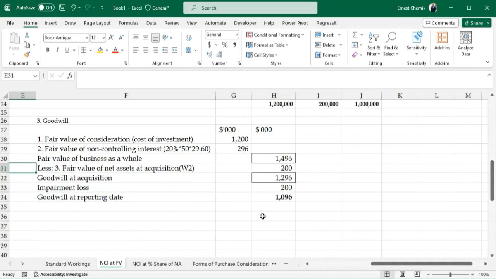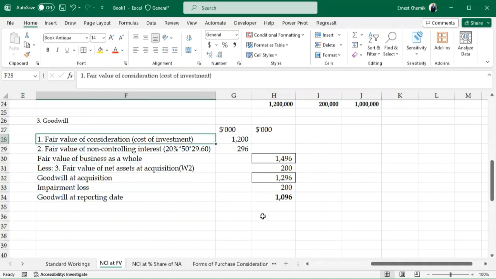The only complication with goodwill calculation comes at the fair value of the consideration, which we are going to look at in our next video. The fair value of consideration can come in various forms, and we are going to look at that in our next video. So stay tuned.